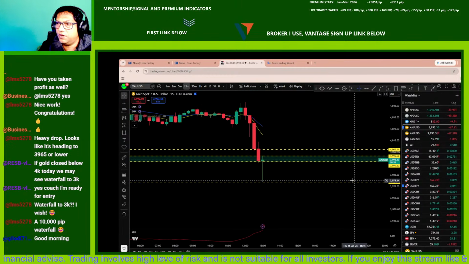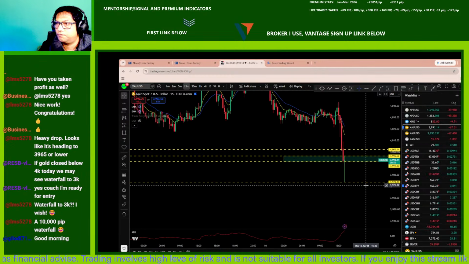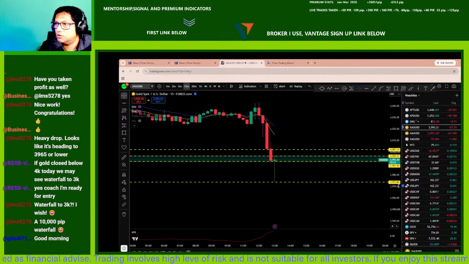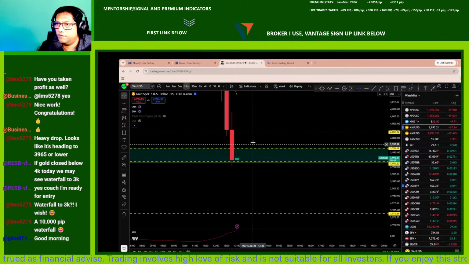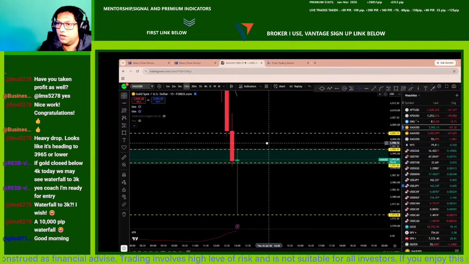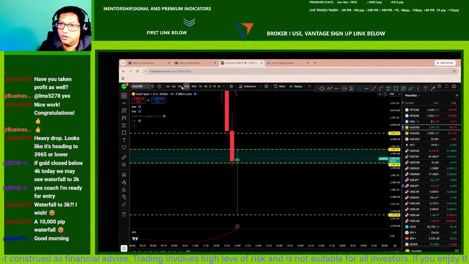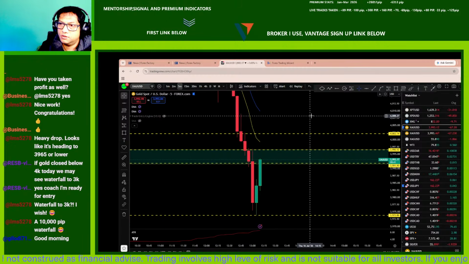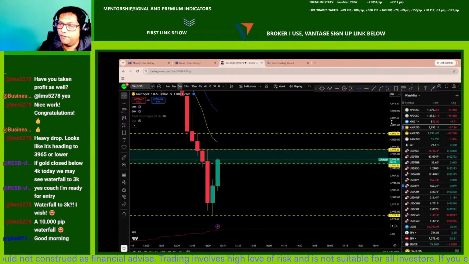So another 15 minutes closed. Now with this 15 minutes close, nearly closing as a doji, breaking out can potentially create some kind of selling pressure.